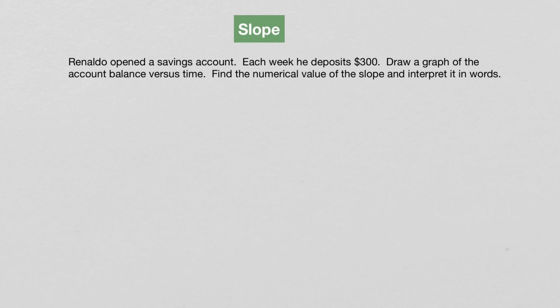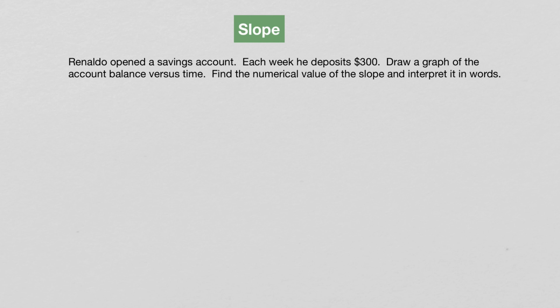Okay, so let's read through this again. Ronaldo opened a savings account. So he does something at the bank. He makes a deposit. Every week he deposits $300. So week 1 deposits 300. Week 2 he deposits 300. Week 3 he deposits 300. So we are to draw a graph of Ronaldo's account balance as a function of time. We need to find the numerical value of the slope, and interpret it in words.